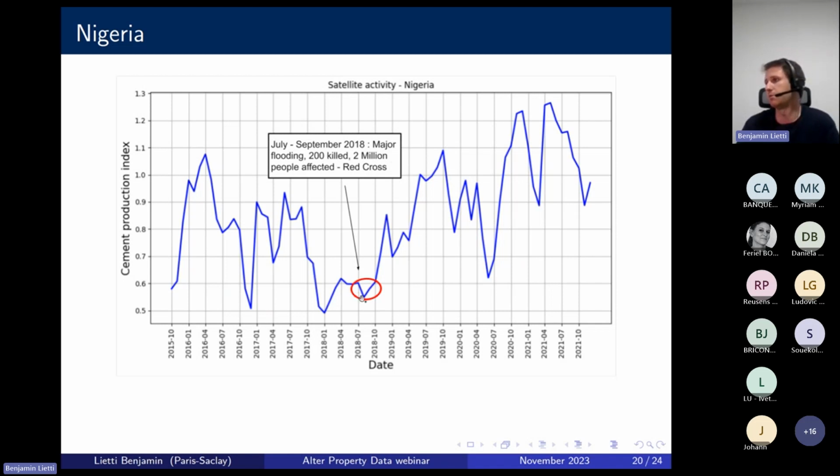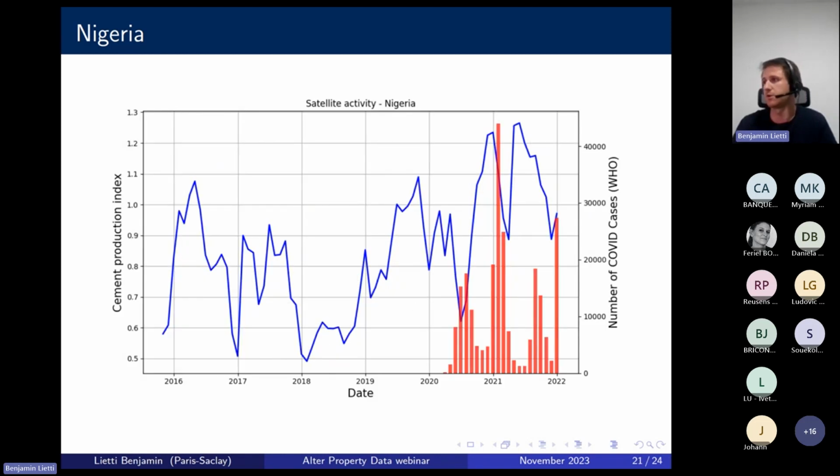And we can actually once again detect this decrease here in the satellite activity. And we can also study the impact of COVID-19 in Nigeria. So the red bar corresponds to the number of COVID-19 cases according to the WHO. And you can see that for each of these 3 main waves, there is a huge decrease in the satellite activity of cement plants that coincides perfectly with the increase in the COVID-19 cases.